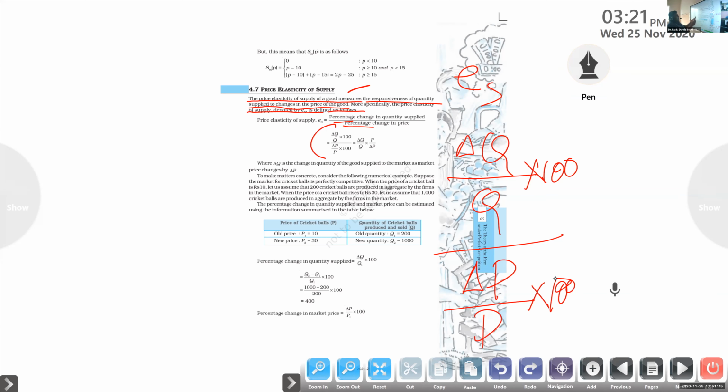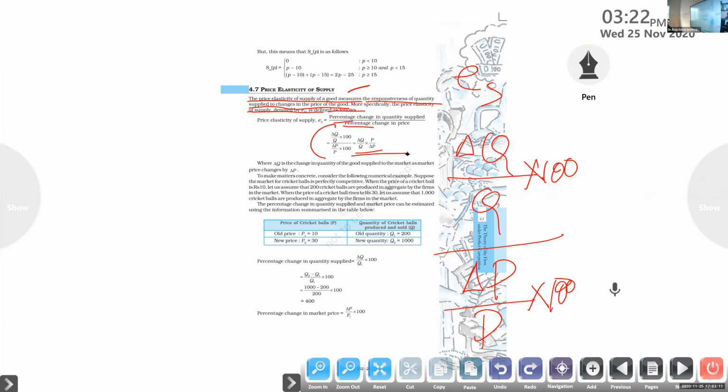All right, so what do we get here? You want to find out the percentage. So delta Q divided by Q into 100, divided by delta P divided by P into 100. We simplify that and we get this equation: delta Q divided by Q multiplied by P divided by delta P. Clear? So mathematically that is correct.